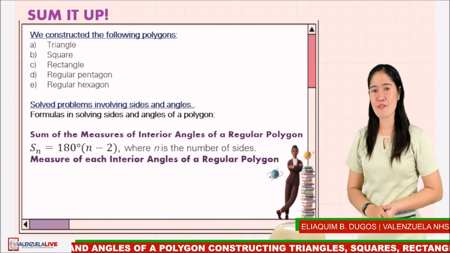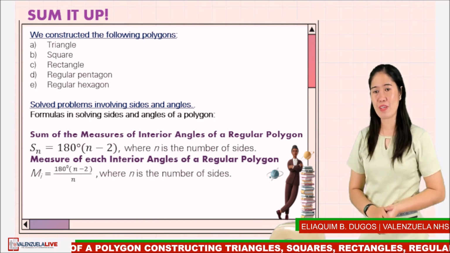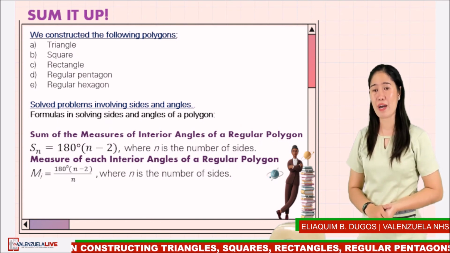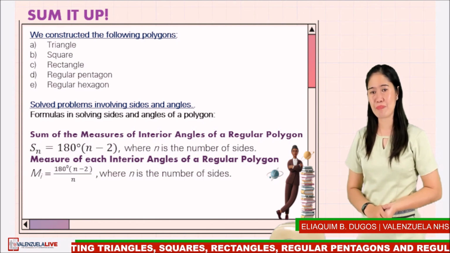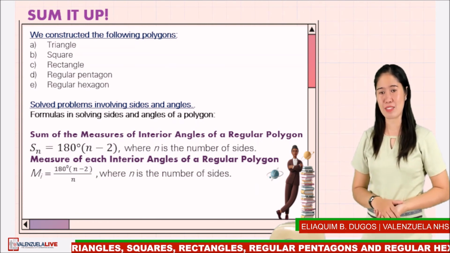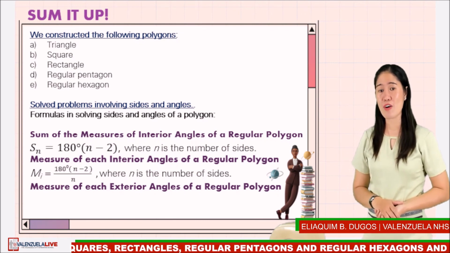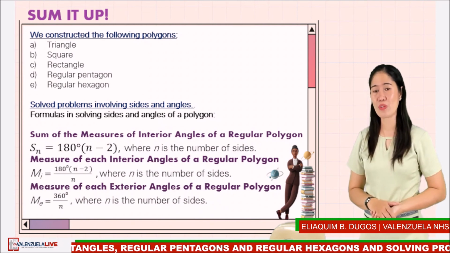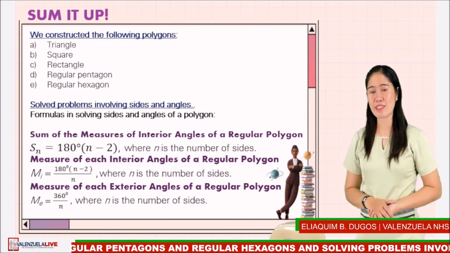And for the measure of each interior angle of a regular polygon, we have m sub i is equal to 180 degrees multiplied by the quantity of n minus 2, divided by n, where n is the number of sides. And for the measure of each exterior angle of a regular polygon, we have m sub e is equal to 360 degrees divided by n, where n is the number of sides.